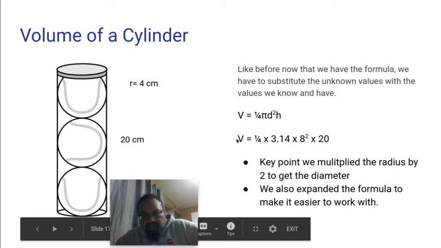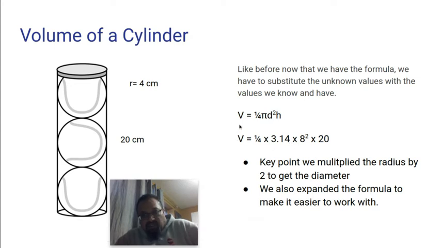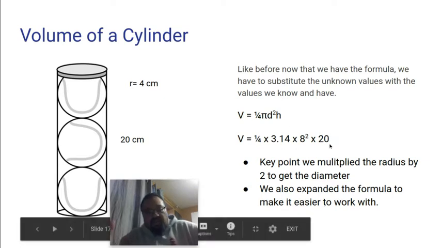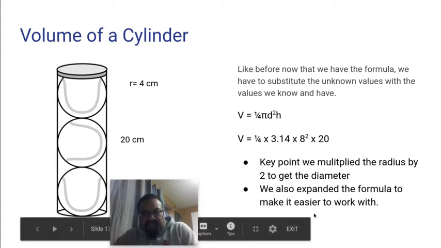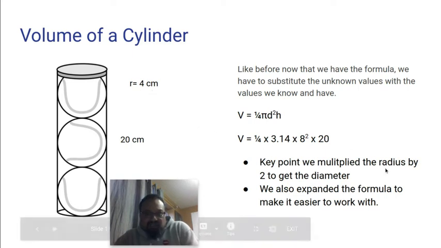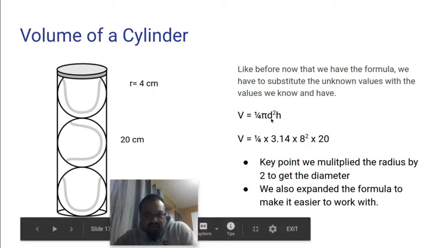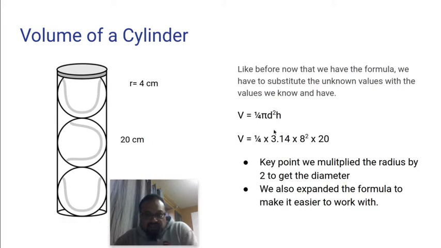Okay, now I did an intermediate step. It should say here V equals 1/4 times pi times d squared times h. Okay, I've just went straight ahead and substituted them. But like I said, I expanded it. But the key point here is that the radius, originally 4, is multiplied by 2 to get the diameter. Okay, so the 4 actually turns into an 8 before you square it.